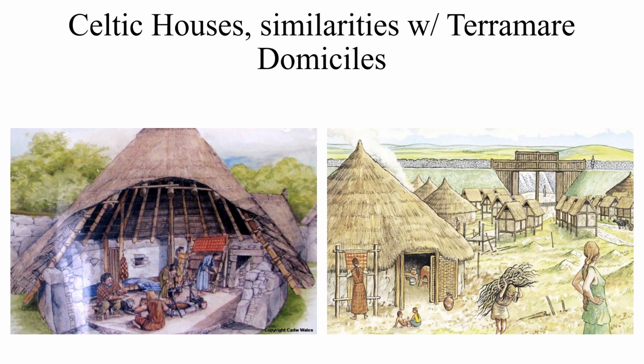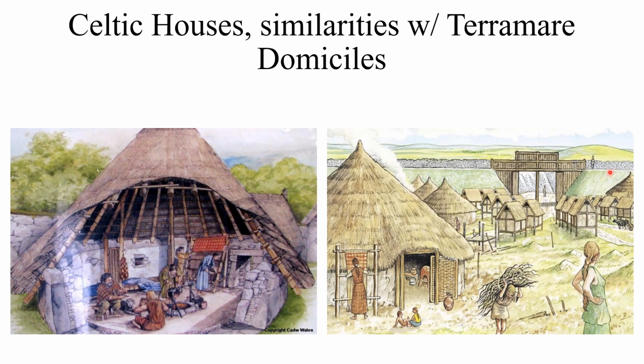Here are some interiors of what Celtic houses would have looked like. They would have had a hearth in the center. They probably would have been very smoky on the inside, but people would have gone about their day and done work in these houses. Women would have worked as weavers at the loom, and men would have guarded the house, protected the house.